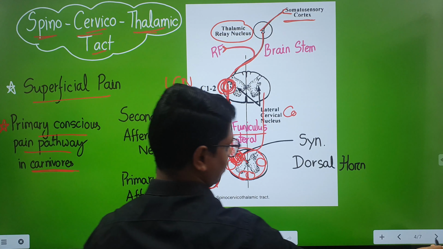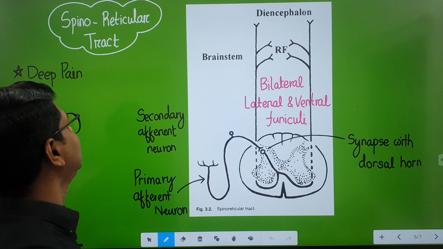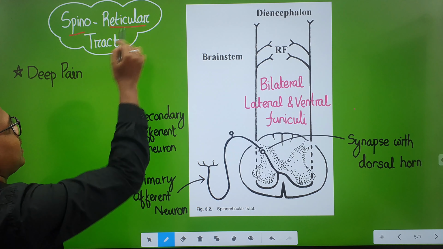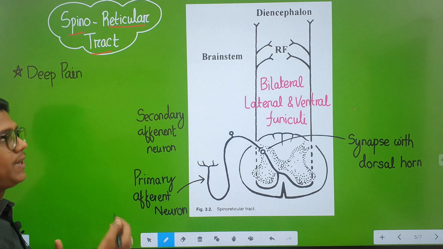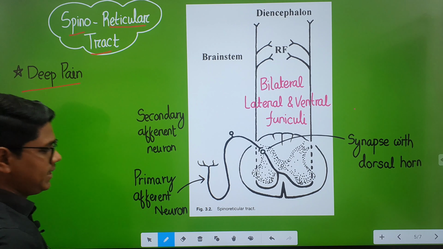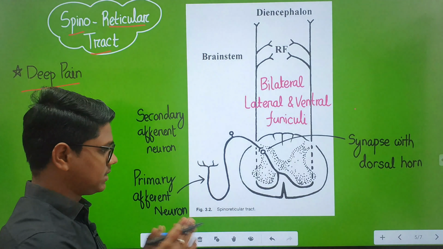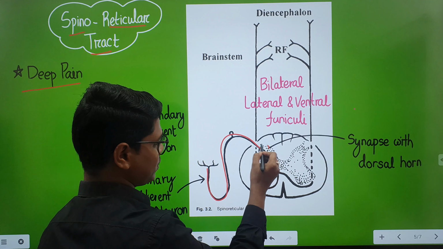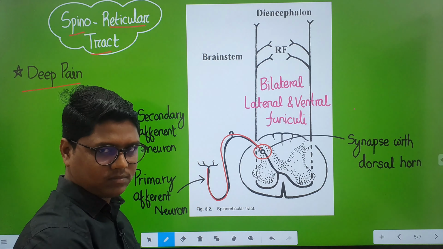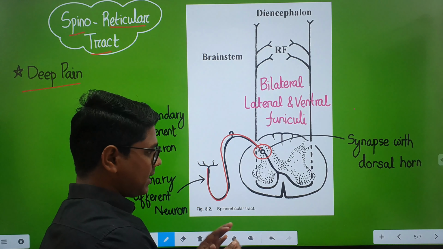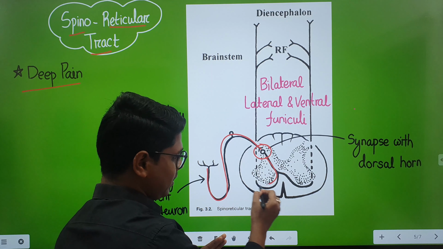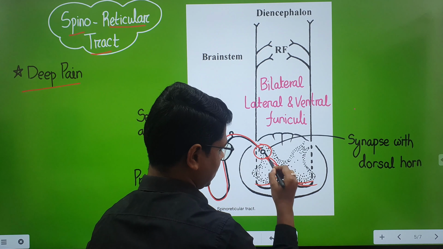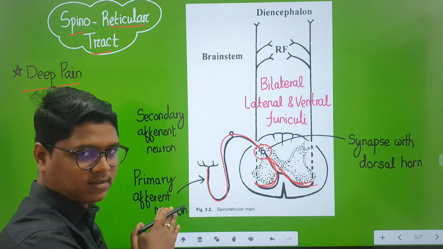Next we will go to the second pathway, that is the Spino-Reticular Tract. This is for deep pain, or you can say visceral pain. Here remember the difference. Here it's the same: the primary neuron will synapse with the dorsal horn in the spinal cord, but after synapsing they will give branches.